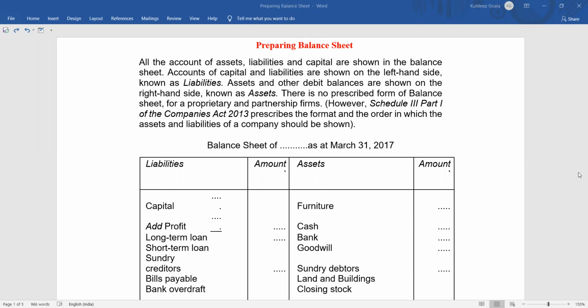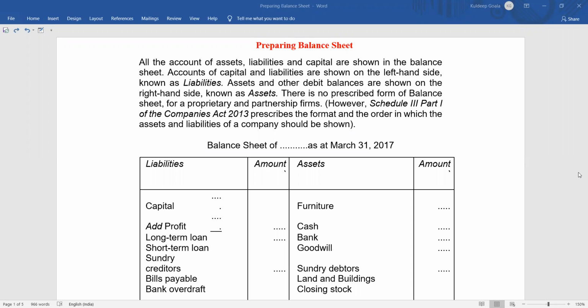Today, we are going to continue with the balance sheet. That is the third part of our financial statement, or you can say final accounts of a sole proprietorship. Today we'll be learning about the preparation of the balance sheet. We have already learned about the preparation of the trading account as well as the profit and loss account.